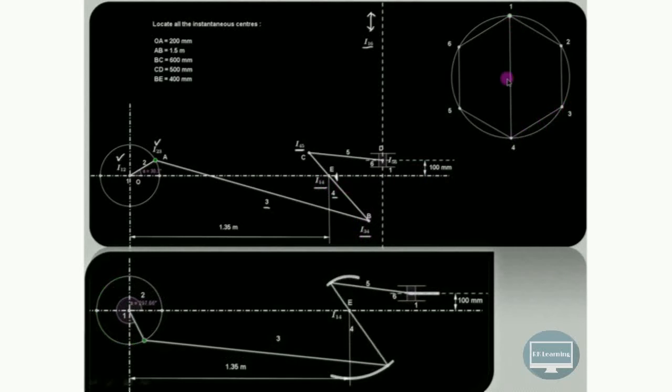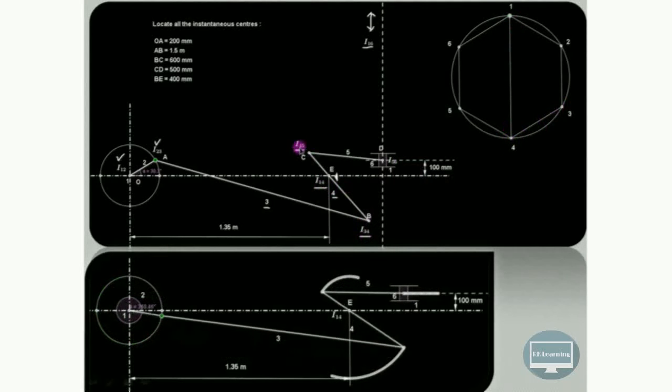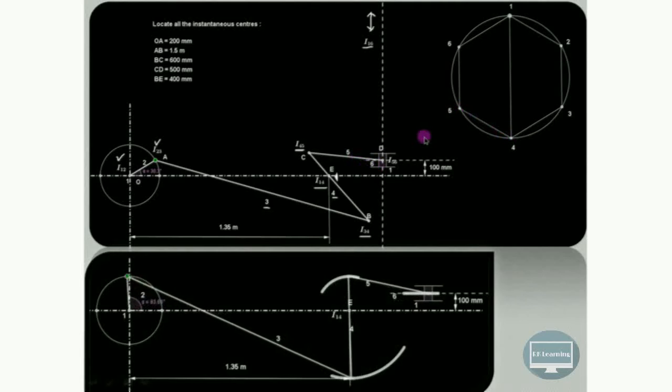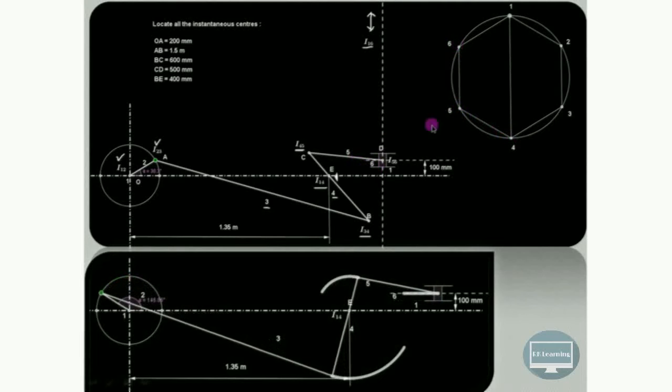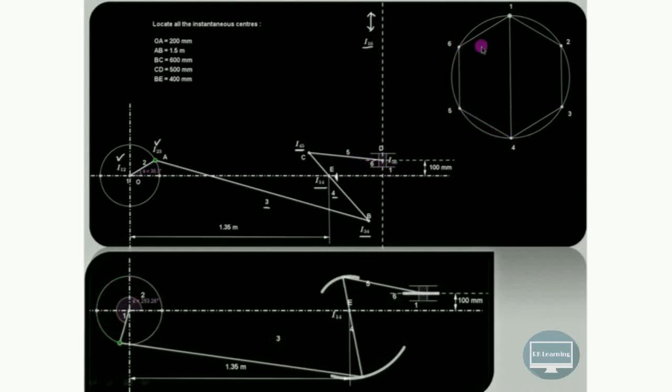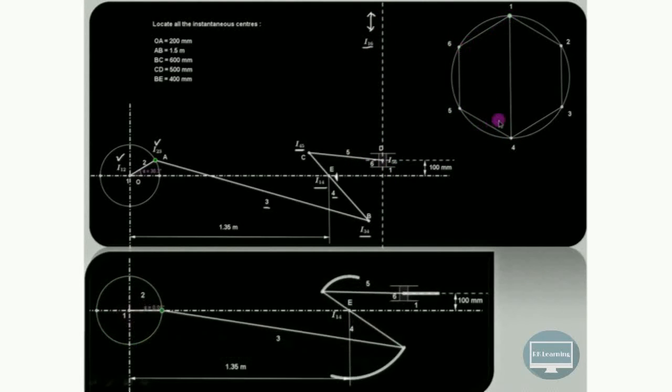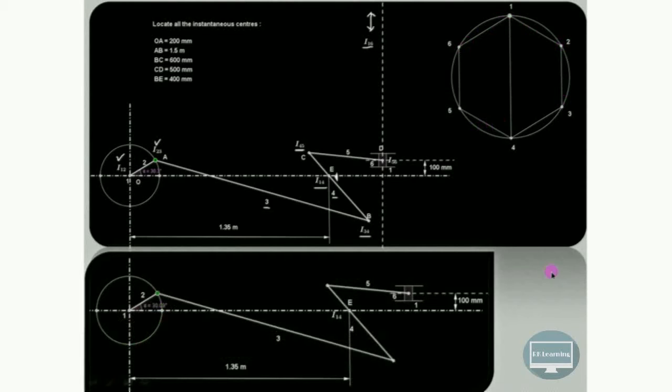Similarly, 1, 4 we have drawn here. Then 4, 5, that is the permanent ICR, and similarly 5, 6, that is the permanent ICR, and then 1, 6, which is going towards infinity, that also we have joined here. So these are the ICRs which are known to us, and we have joined them by solid lines. The remaining ICRs we have to find out.